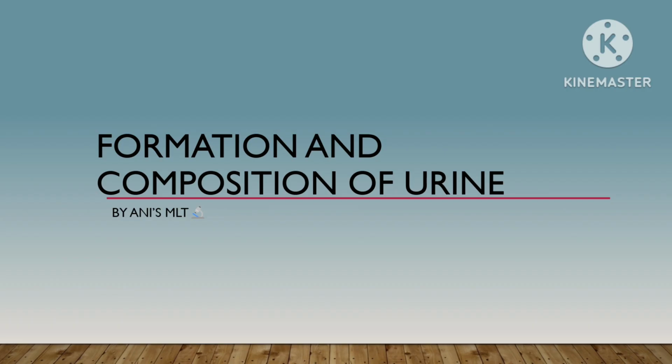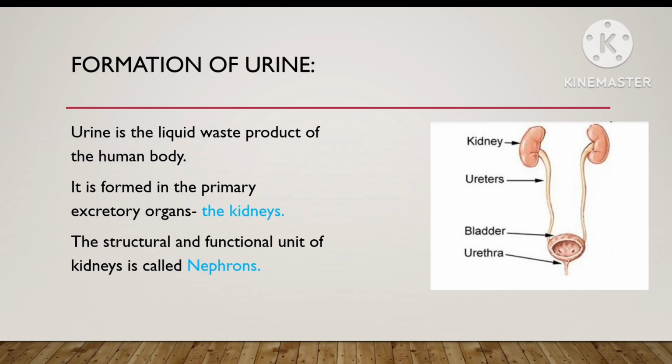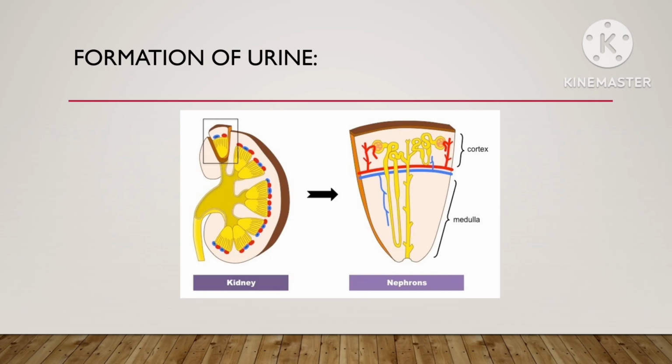Today we are going to learn about formation and composition of urine. As we know, urine is the liquid waste product of the human body. It is formed in the primary excretory organs called the kidneys. The structural and functional unit of kidneys is called nephrons.